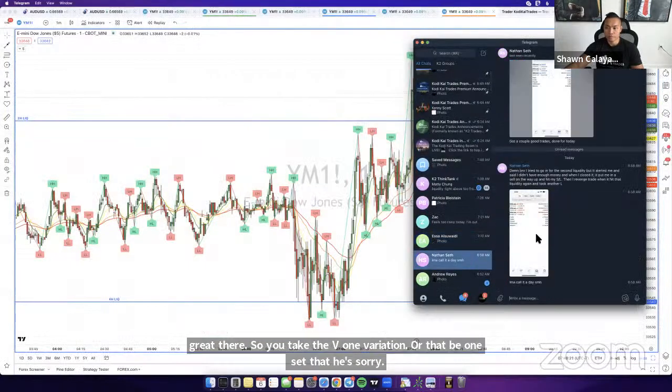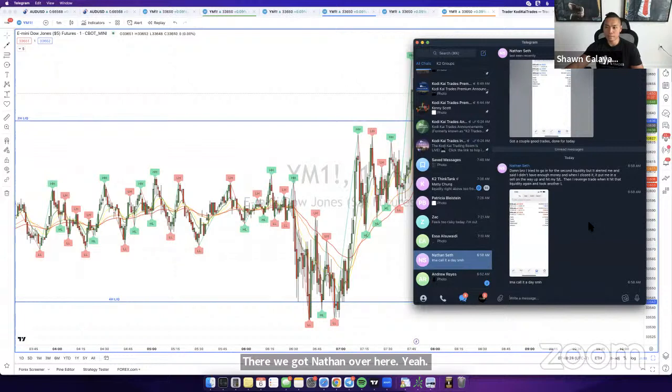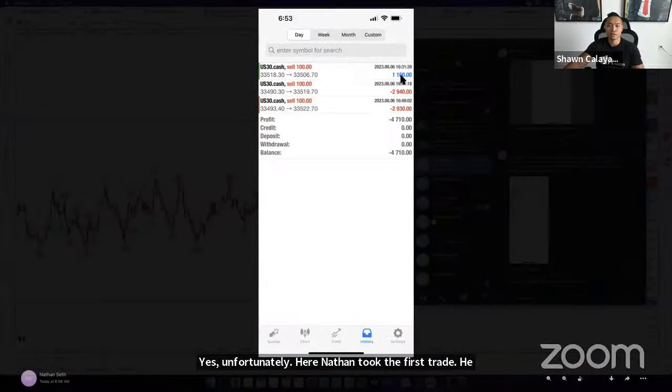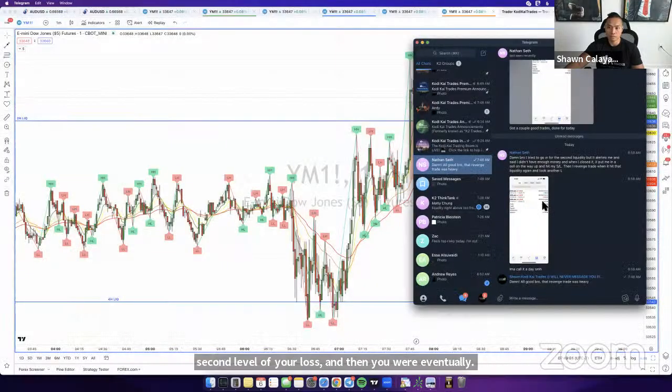We got Nathan over here. Yeah, so Nathan said, let's try to go for a second liquidity, but it alerted me, didn't have enough money when he closed it. And then he revenge traded. It's all good. Unfortunately over here, Nathan took the first trade. He got full TP on that first liquidity push, and then he tried to take the second level over here, lost, and then he revenge traded. So he's just going to call it a day. It's all good, Nathan. I mean, it happens.